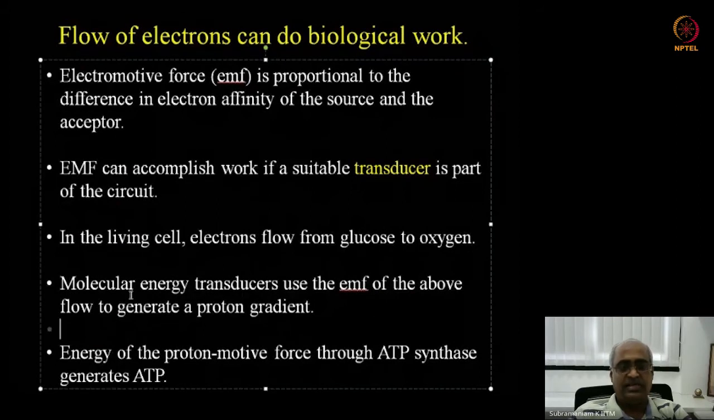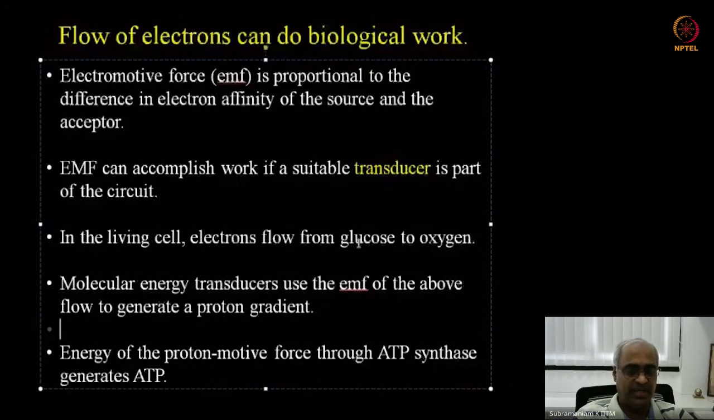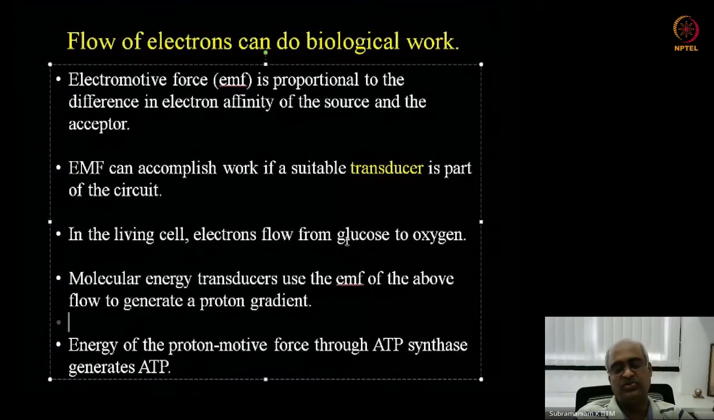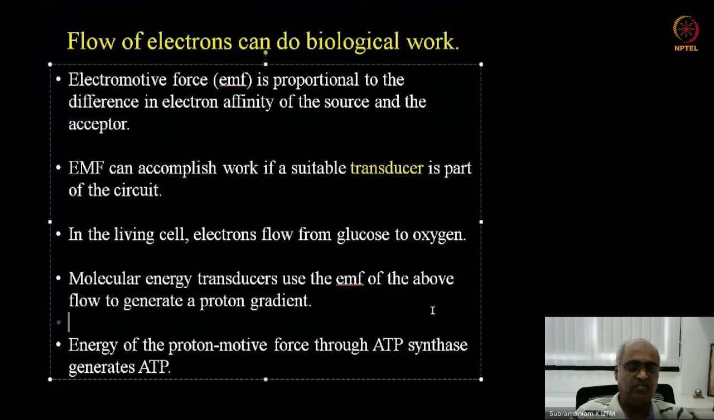And the molecular energy transducers use the EMF of the above flow to generate a proton gradient. This we will learn at length when we go to oxidative phosphorylation. This is pretty much the summary of the whole thing. When glucose has low affinity for electrons and oxygen has high affinity, electrons flow from glucose to oxygen. And earlier I told you that this happens stepwise.